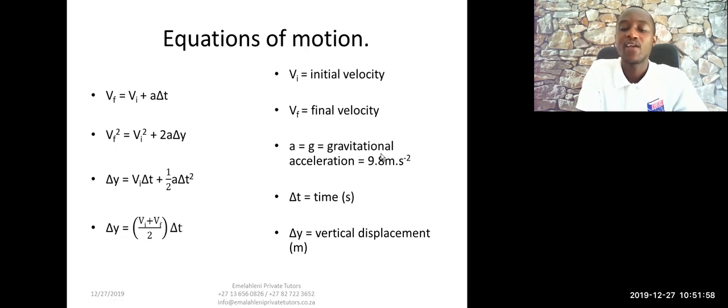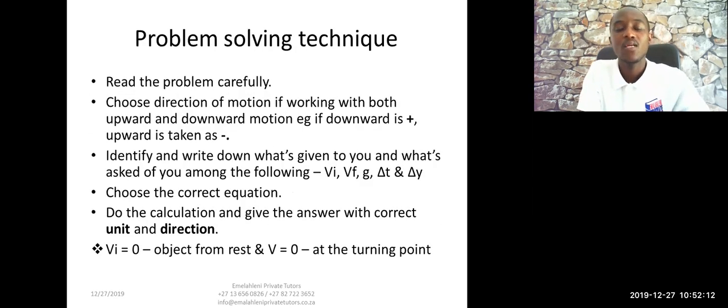Now, the change in time, delta t, is your time in seconds. And what we have here is the change in y, which is displacement. You can also see change in x, delta x. That's your change in x, okay? So remember, we're only going to deal with vertical projectile motion, so we're going to deal with up and down only.